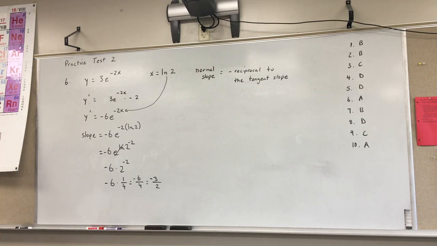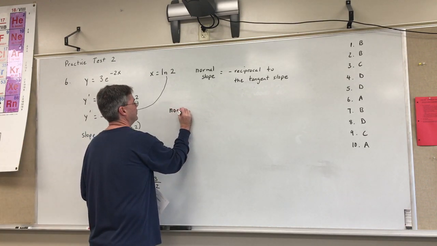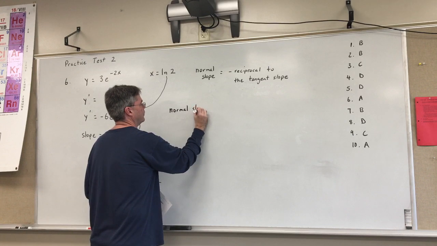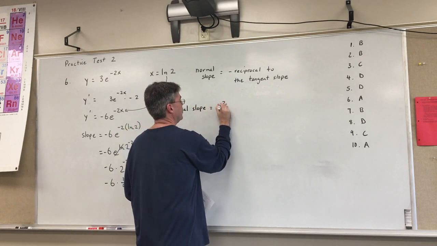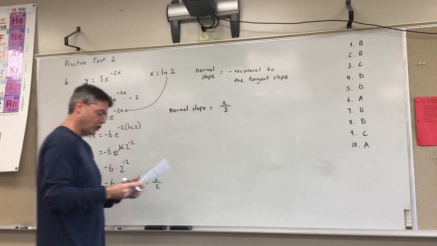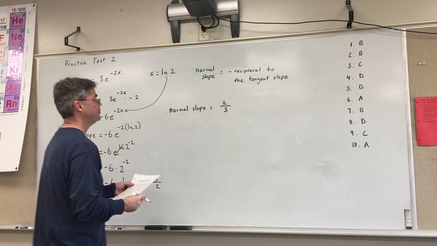Okay, so the tangent slope is minus 3 halves, so the normal slope is equal to positive 2/3. So looking at the equation, you can see that the slope of positive 2/3 is A and B are your only possibilities, so C and D are out. All right, so that helps narrow it down.